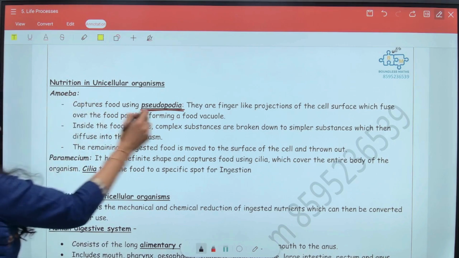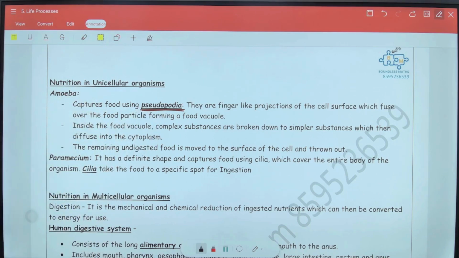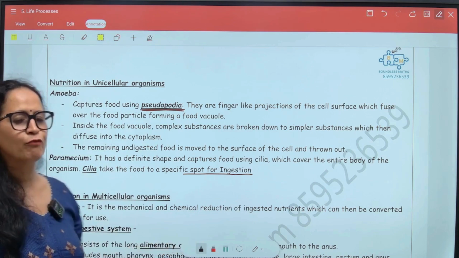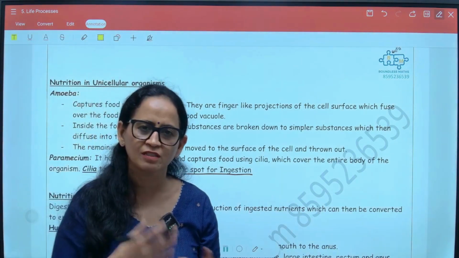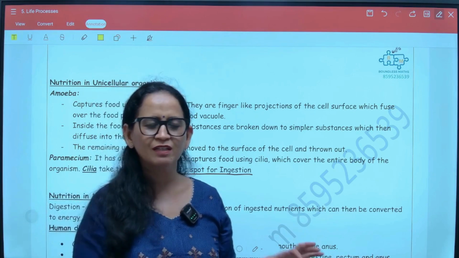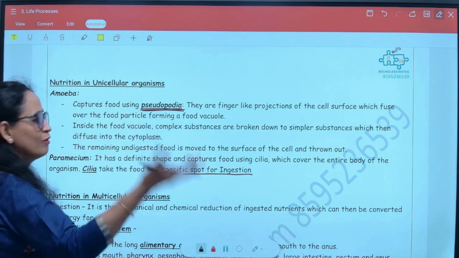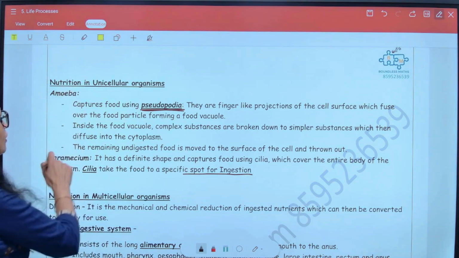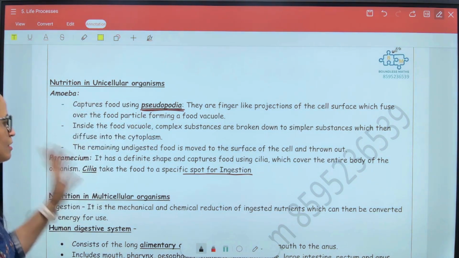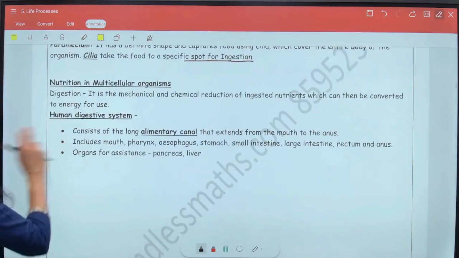So in amoeba it is the pseudopodia that helps to take in food, whereas in paramecium it is the cilia. Cilia are the hair-like structures present all over the body of paramecium. They take the food to a specific spot for ingestion, and after the food has been taken in from that spot, it is digested, and surprisingly the waste is thrown out from the mouth. So it's very different from other organisms. So these are the two unicellular organisms. Keywords are amoeba uses pseudopodia and paramecium uses cilia. Now let's look at nutrition in multicellular organisms.